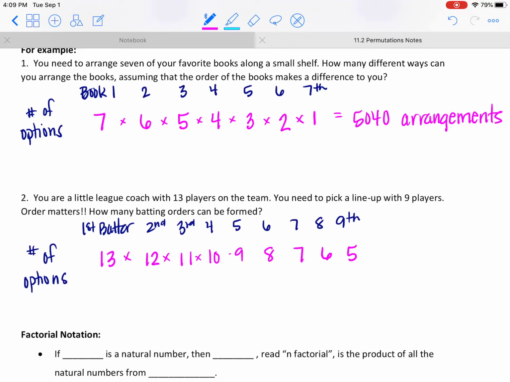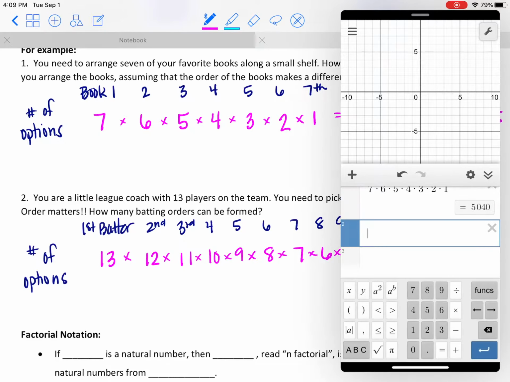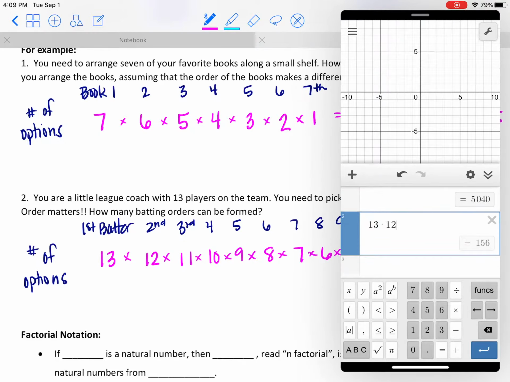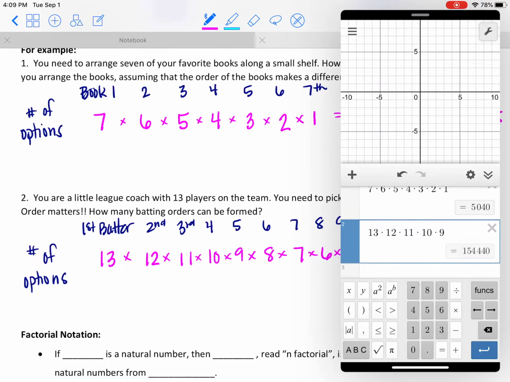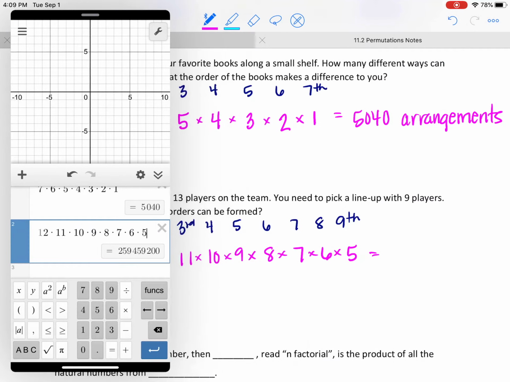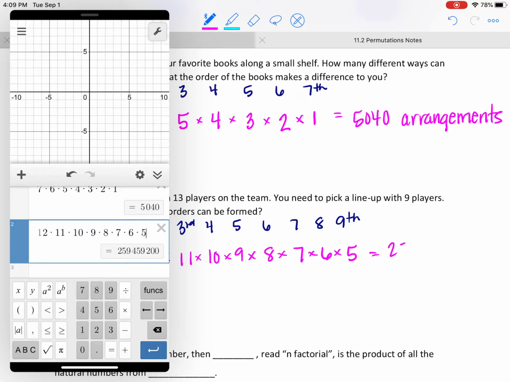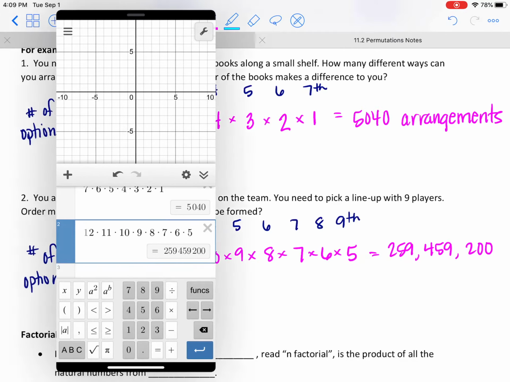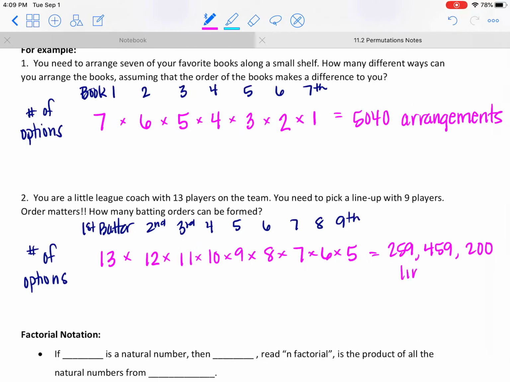So we're going to multiply all these and figure out the total number of lineups that can be created. So 13 times 12 times 11 times 10 times 9 times 8 times 7 times 6 times 5 is a gigantic number, but here it is. 259,459,200 different lineups are possible.